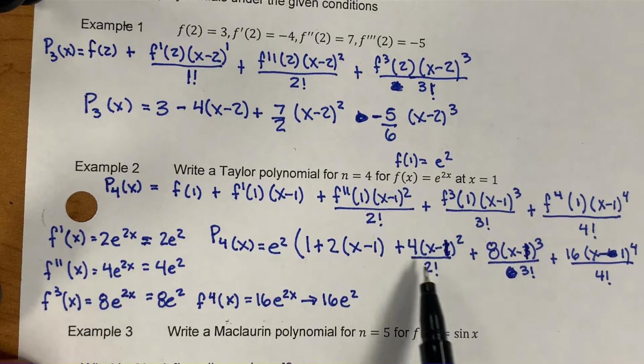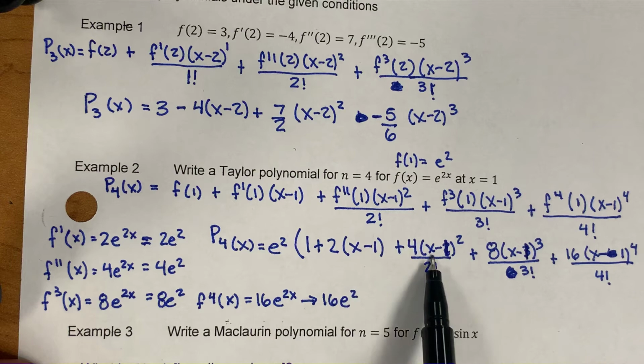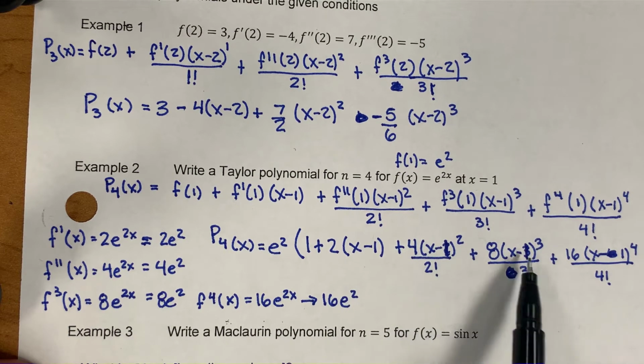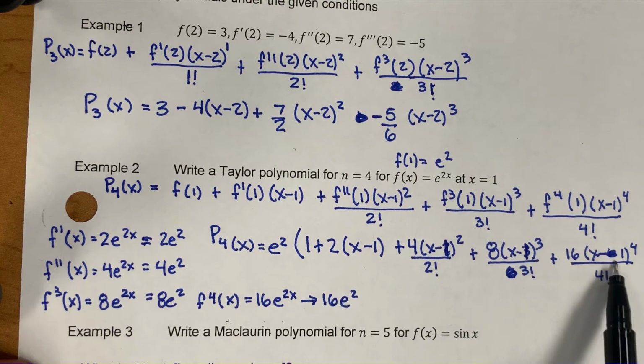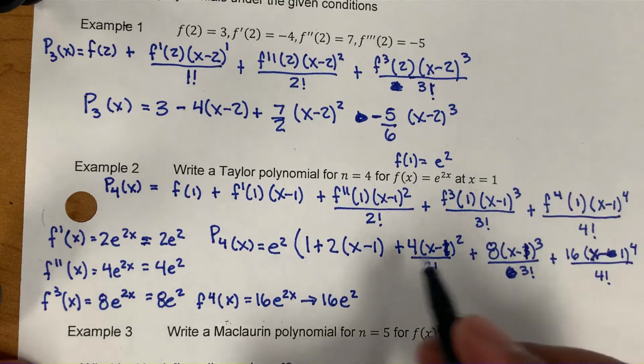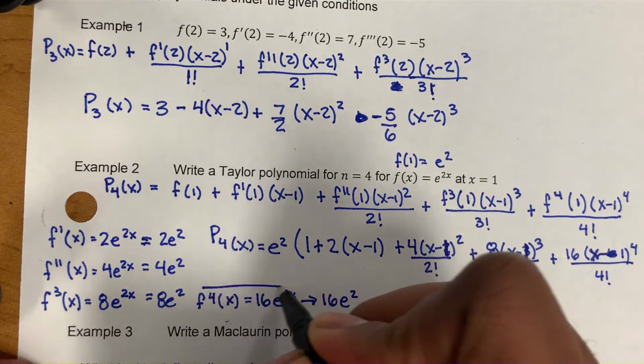That is entirely incorrect. All of these are centered at x equals 1, which means x minus 1 should be each one of these factors. So this should be x minus 1, this should be x minus 1 squared, this should be x minus 1 cubed, and this should be x minus 1 to the 4th. My apologies.